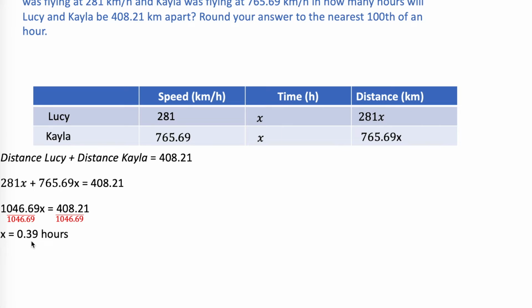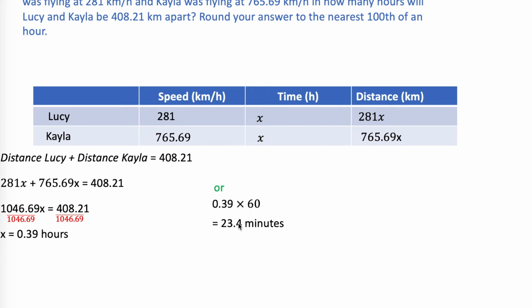0.39 hours doesn't mean a lot to us. You could also answer in minutes. We could convert this to minutes. You just have to multiply the decimal version of the hours by 60, because there are 60 minutes in each hour. If you had 1 hour, 1 times 60 would be 60 minutes. Or if you had a half hour, 1/2 times 60 would be 30 minutes. We multiply by 60, and that gives us 23.4 minutes.